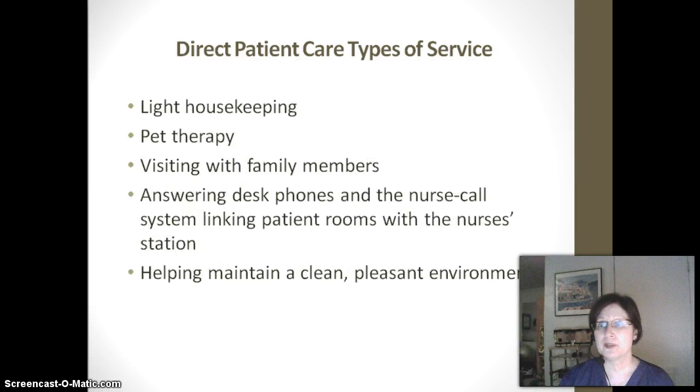Some other duties include light housekeeping, pet therapy, visiting with the family members, answering desk phones and the nurse call system, linking patient rooms with the nurse's station, and also helping to maintain a clean and pleasant environment.